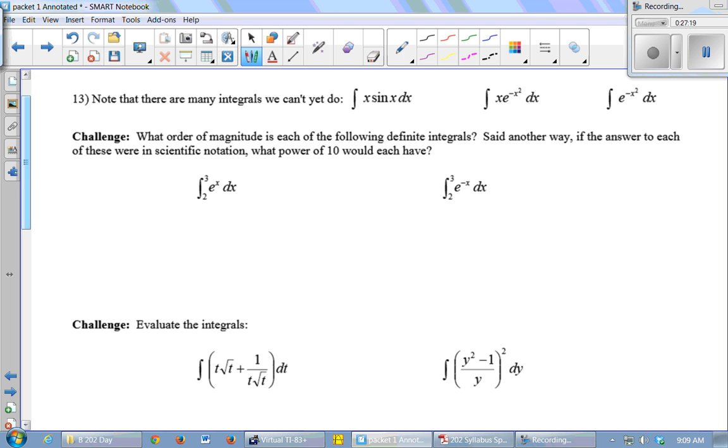Keep in mind, there are many integrals we can't do yet. Like, if I wanted to find the integral of x sine x dx, that's a simple enough function. It's just a product of x and sine x. But I can't think of a function off the top of my head that has that as its derivative. It'd be a lot of guess and check. So any of these three we can't do yet, even though they're relatively simple functions, but we will come up with techniques for how to do them.